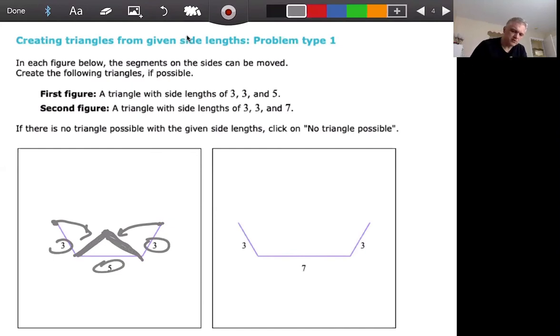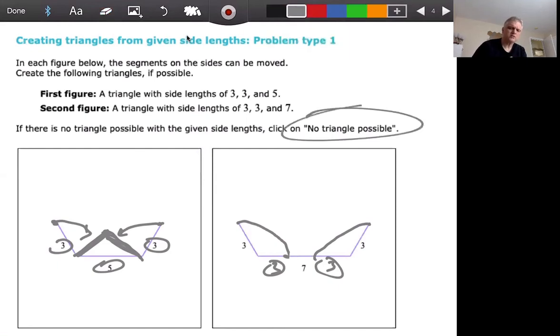Same thing with the 3 and the 7. Hopefully, when you drag this down, and you get the 3 here, and you drag this down, and you get the 3 here, you say, oh, wow, 3 and 3, it'll never get to 7, so that's not a triangle. So that's one of them that you would type in. There's no triangle possible because those two smaller sides, if you add them together, it's not bigger than the third side. That's going to be as easy as you can get.